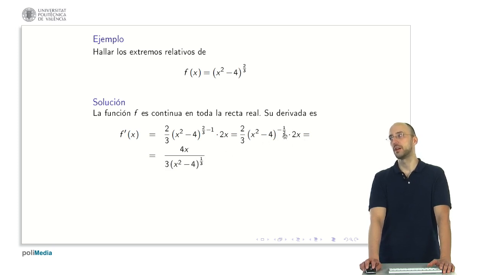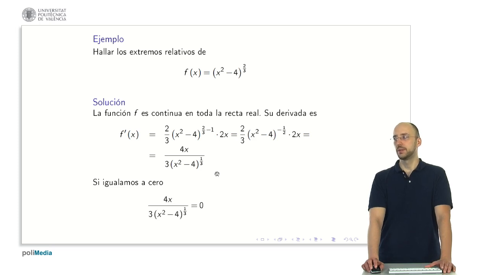Furthermore, multiplying the 2 and 2 together gives us 4, and the 3 goes to the denominator, turning the negative exponent into a positive one. That's our function, the first derivative. If we set it equal to 0, only the numerator needs to equal 0, because in a quotient, what nullifies the quotient is the numerator. We are left with 4 times x equals 0. Solving for x, we find x equals 0.